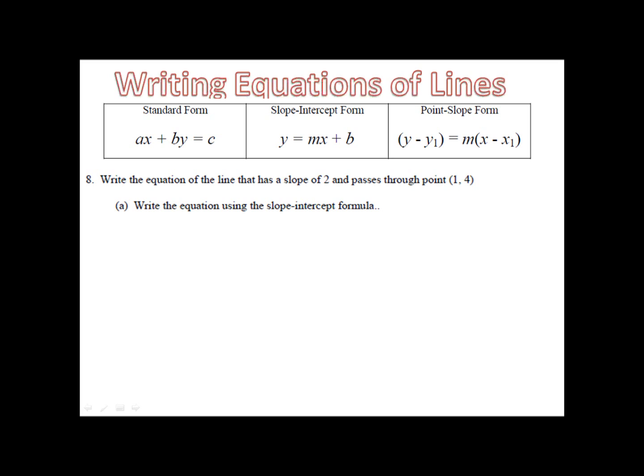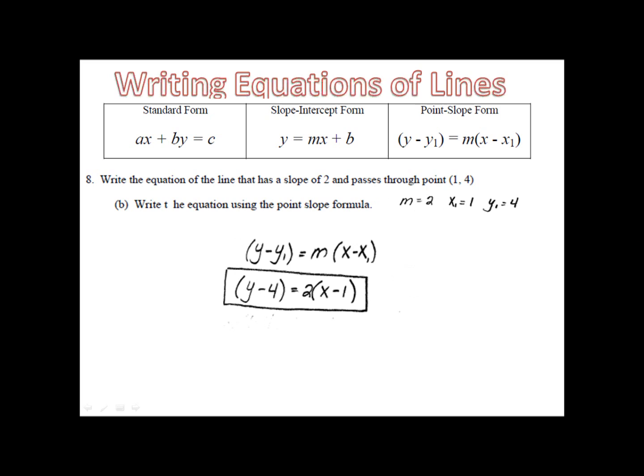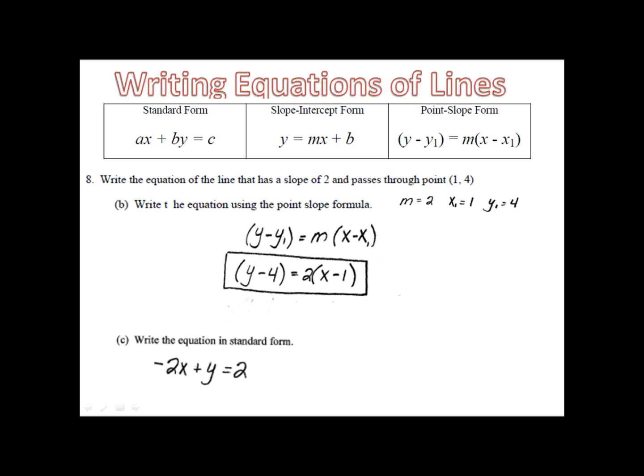Written in slope-intercept form, we identified our slope and our x and y values. We plugged them into y equals mx plus b and came up with b equals 2. Therefore, y equals 2x plus 2. Using the point-slope formula, I identified my slope, my x1, and my y1, plugged them into the equation, and have y minus 4 equals 2 times x minus 1. Finally, in standard form, I have negative 2x plus y equals 2. Standard form is easiest: just take your equation and move things around.